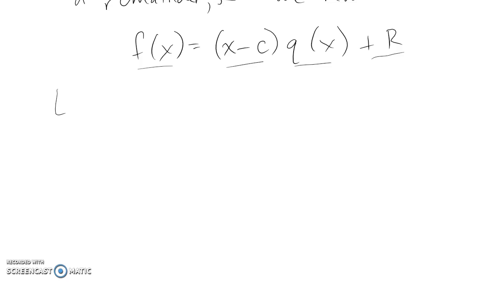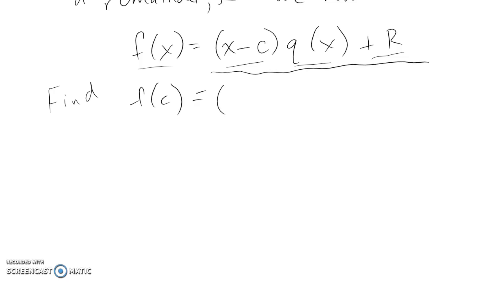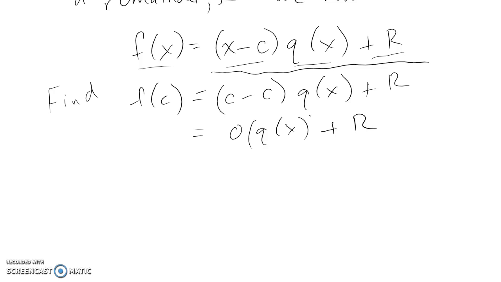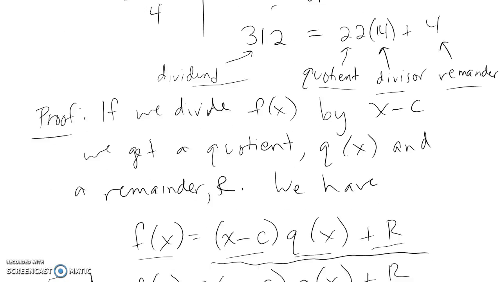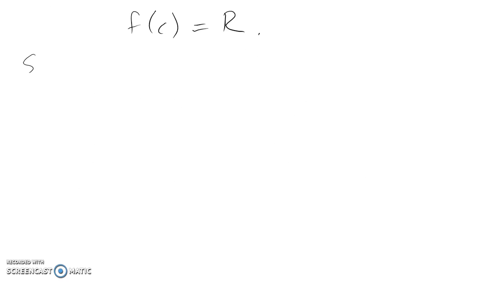Now let's find f of c. Well, basically that says take my f of x, which is right here, and plug in c everywhere I see an x. So I get c minus c times q of x plus r. Well, c minus c is 0. So 0 times q of x plus r equals 0 plus r, or just r. So notice we get f of c equaling r, which is the remainder. All right, pretty cool. But we don't want to have to do polynomial long division like we did long division with the numbers up here. Yuck. So what we're going to do instead is use what we call synthetic division.